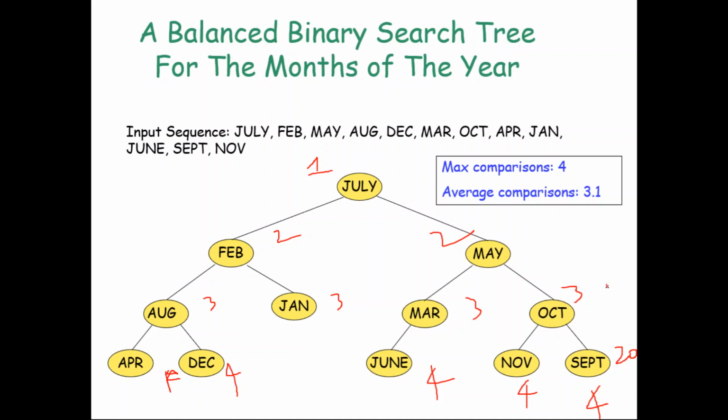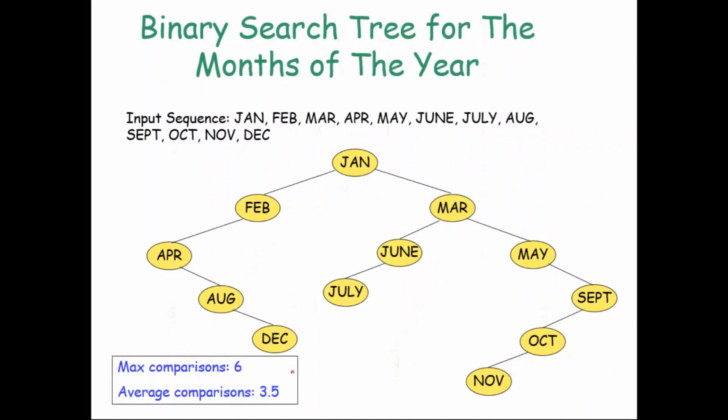Here it is 12, here it is 4, and then at the root level it is 1. So 1 plus 4 is 5, right? 12 plus 5 is 17, 17 plus 20 is 37. So 37 by 12, approximately 3.1 comparisons. So this binary tree is much better than the previous binary tree. Also, if you see, this is quite a balanced binary tree.